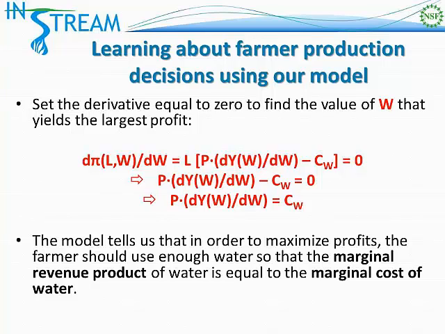Now, this looks like a whole bunch of variables, but what this tells us in an economic sense is that in order to maximize profits, the farmer should use enough water. He should choose W so that the marginal revenue product of water is equal to the marginal cost of water. This side of the equation represents the marginal revenue product of water, and this side of the equation represents the marginal cost of water.